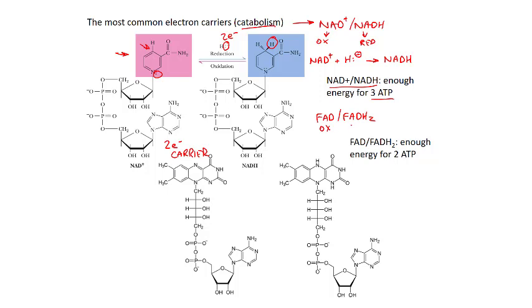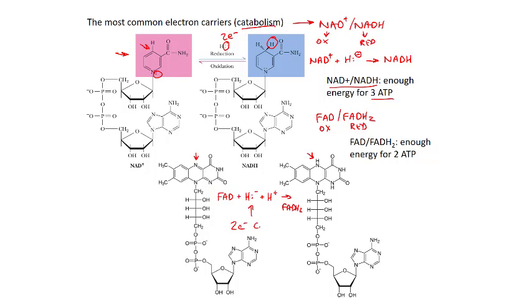FAD is the oxidized version, FADH2 is the reduced version. So once again, this is a big complicated molecule. Just like NADH, it's got an adenine nucleotide, and then it's got a linker, and then it has this flavin ring at the top, and that's where the electrons get picked up. What happens is FAD picks up a hydride and a proton to form FADH2. So once again, we're picking up a hydride.